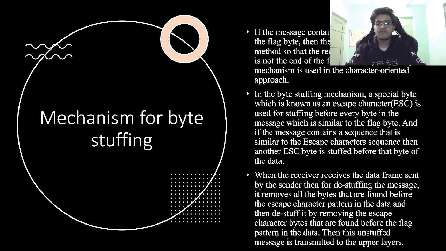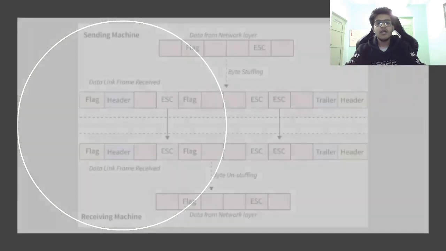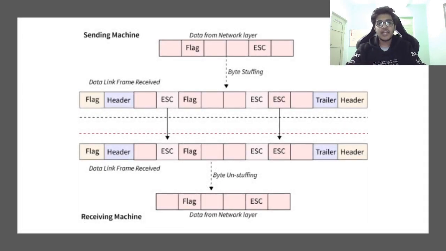When the receiver receives this data frame sent by the sender, for destuffing the message, it removes the escape character bytes that are found before the escape character pattern in the data, and then removes the escape character bytes that are found before the flag pattern in the data. Then this unstuffed message is transmitted to the upper layers for further transmission of data. Moving on to the next slide, we have the diagram for byte stuffing, which represents how the data is going to be transmitted.